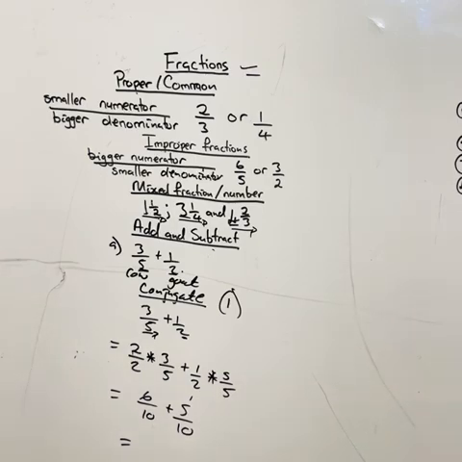Now, let's proceed. We are back to what we were doing earlier on in the video. Identical denominators means that we write 10. Now, we're going to add the numerators. 6 plus 5 is equal to 11. Now, 11 over 10 is not our final answer because we must leave it simplified.